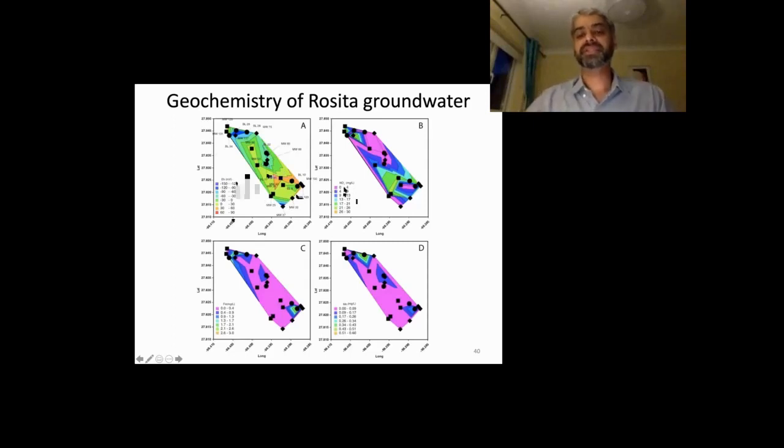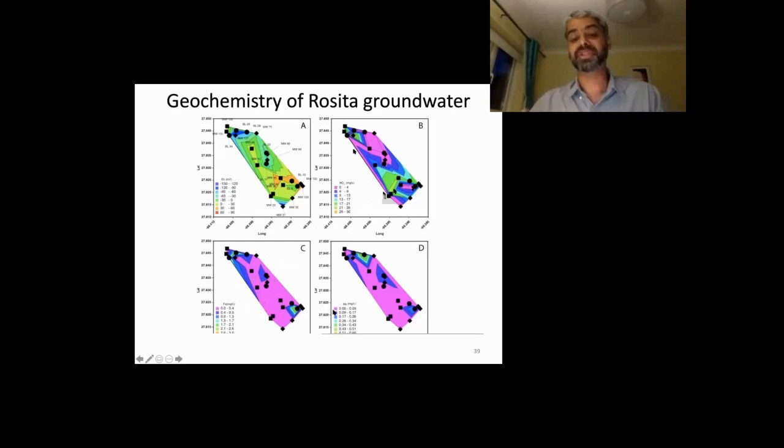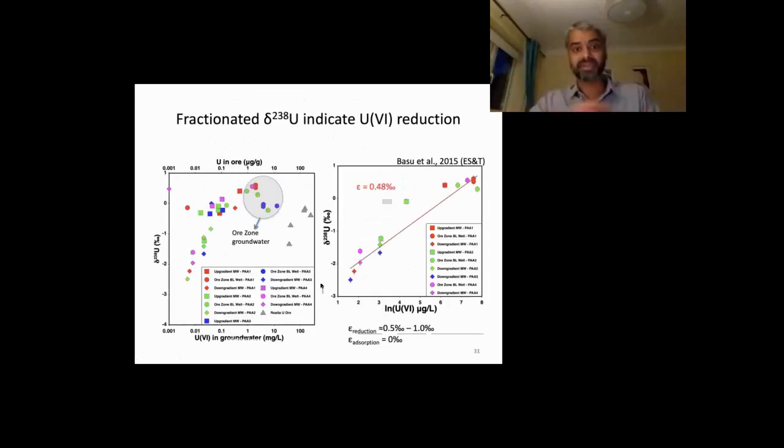And the nitrate is concentrated mostly in the upgradient water, while in the ore zone and downgradient, nitrate is very low. But in the downgradient and ore zone, you see an increase in dissolved iron and dissolved manganese concentration. So this tells us that this part of the site is under an iron and manganese reducing environment. And then if you look at the uranium isotope ratios, which are plotted as delta 238 uranium values against uranium concentrations, all these circles are from groundwater samples collected from within the roll front.